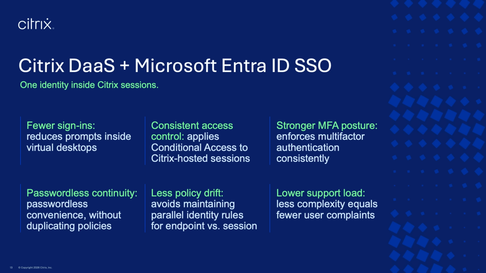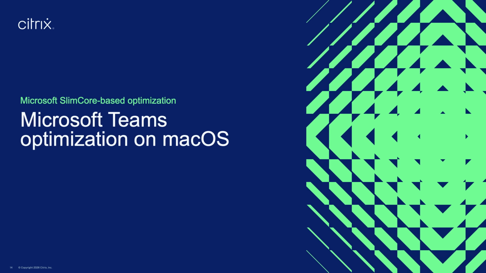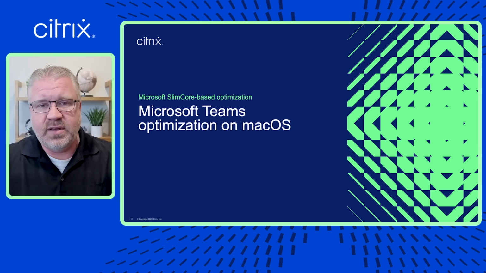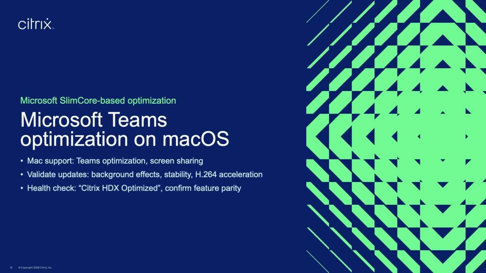Next, once identity is clean, the workload users judge the environment by is collaboration, especially Microsoft Teams. Let's take a look at Teams optimization on macOS. For a lot of users, Microsoft Teams is the moment of truth. If meetings are choppy or screen sharing is painful, everything else you do gets judged through that lens. And with more Mac endpoints in the mix, it's important to know what good looks like on macOS. The Citrix Workspace app for Mac supports Microsoft Teams optimization, including optimized screen sharing.